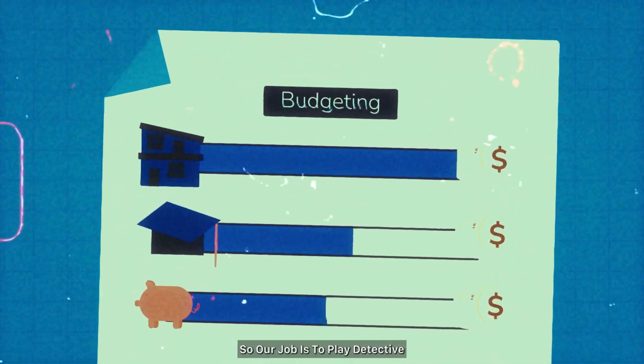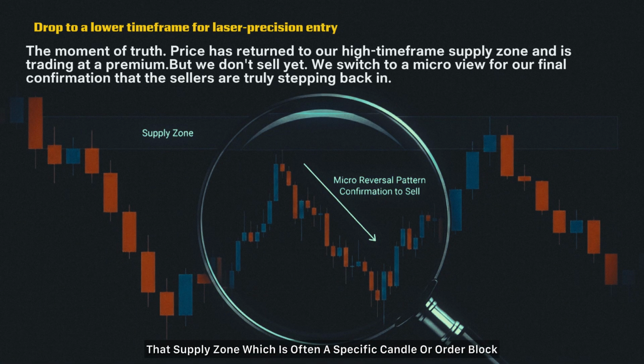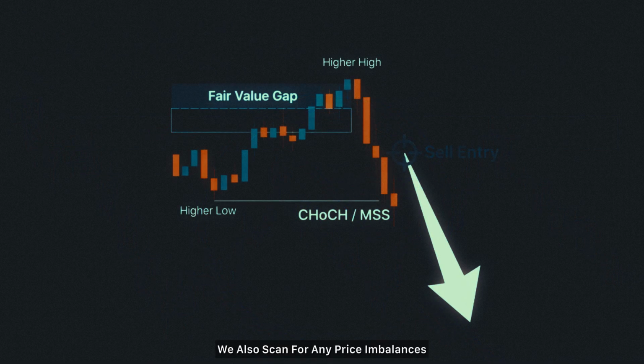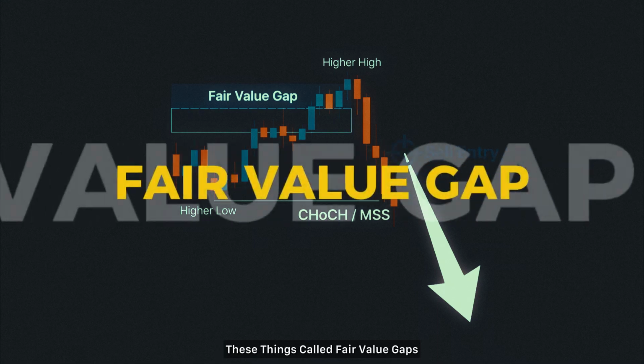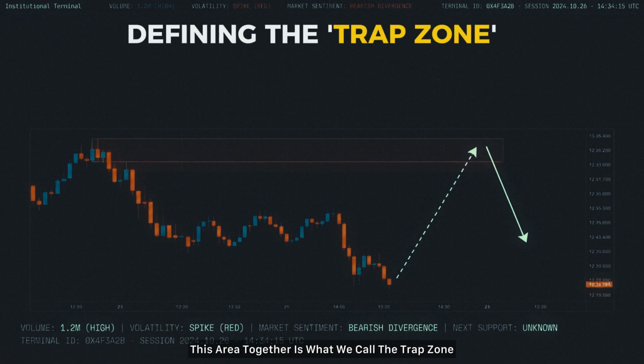So our job is to play detective. We need to find the origin of that move, that supply zone, which is often a specific candle or order block that kicked the whole thing off. We also scan for any price imbalances, these things called fair value gaps. This area, together, is what we call the trap zone.